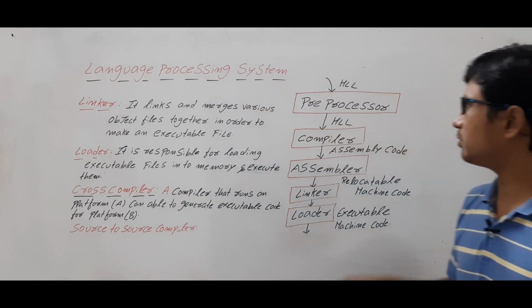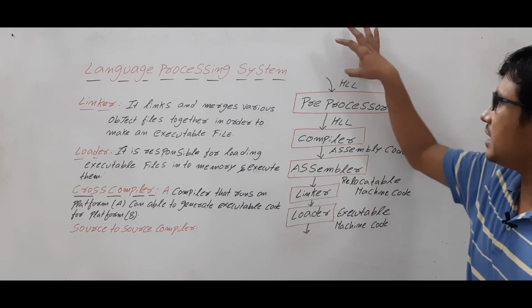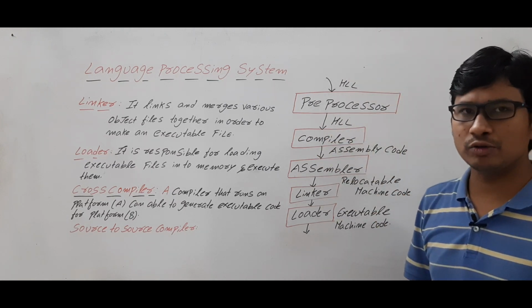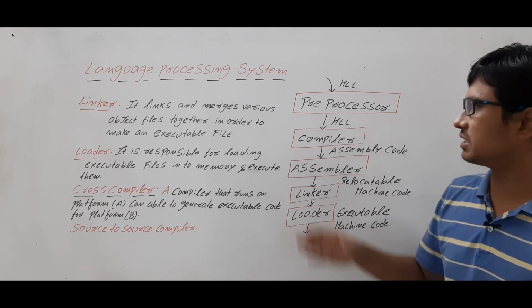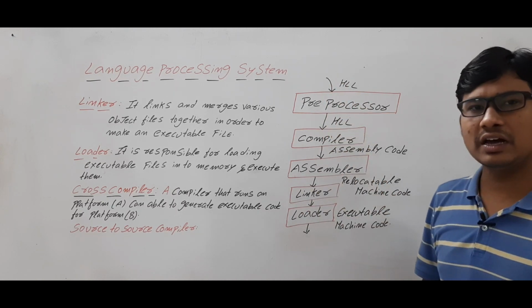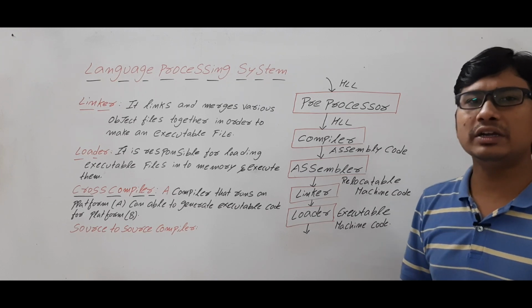If you look at that, we have a preprocessor. It takes the high level language as an input and generates the high level language as an output. Now you can ask me one question, sir, it is taking the high level language as an input and producing the high level language as an output. So what is it doing?